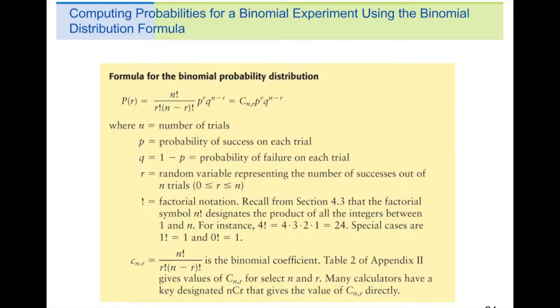Factorial notation we've talked about. It's just take the number, multiply by all the numbers before it. And combinations, or n choose r, that's the way it's said, but it's combinations of n and r. We've also talked about that back in Chapter 4.